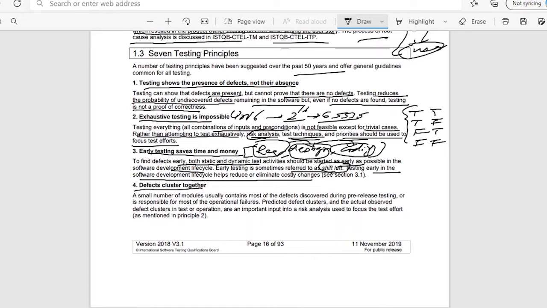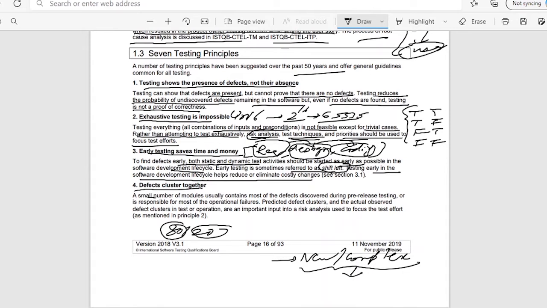Then defects cluster together. There is a very famous 80-20 principle, if you google it. They say that 80% of the bugs are found in 20% of the code. So for example, if you know that your system is complex, and maybe from your past experience you know this technology is new and the system is a bit complex, then you can expect that developers will make more errors, or the bugs will be in this particular module. So many of your defects will come from this particular module, so you can prioritize your testing.